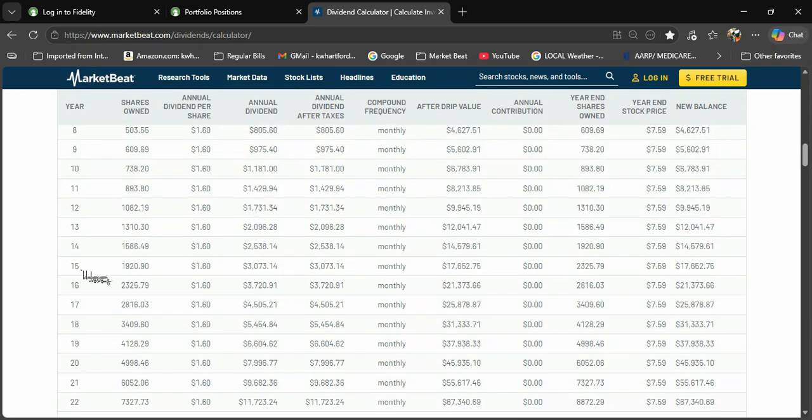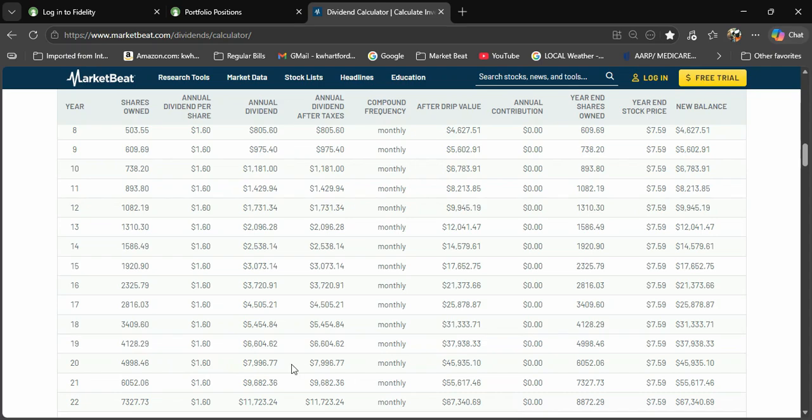In 15 years, you got 1,920 shares, and you're up to 17,000. 20 years, you're just under 5,000 shares, and your value is up to $45,000. And just for a second, your annual dividend is $78,000 a year. So you could actually start taking out $8,000 or any portion thereof per year, and still maintain your 5,000 shares because all you're doing is taking out the dividends.